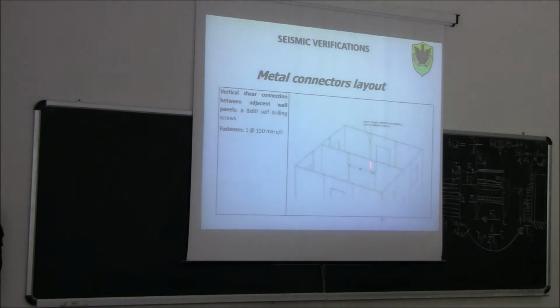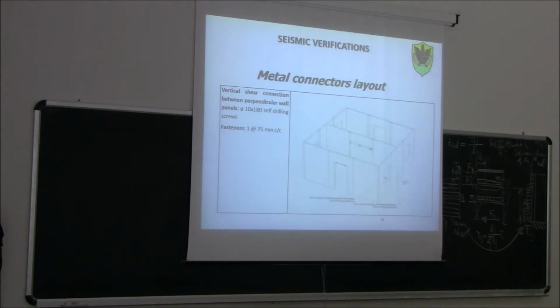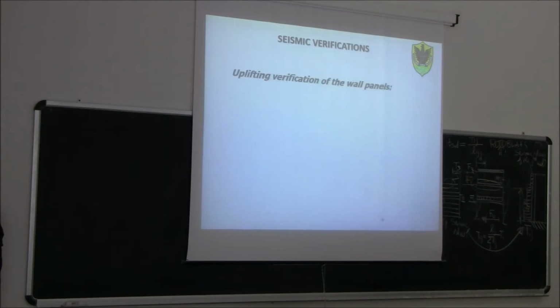Then we can think about using, for example, 8 millimeter diameter, 80 millimeter long self-drilling screws at 150 millimeter center to center to connect the walls, the vertical walls along these joints. And 10 millimeter diameter, 180 millimeter long screws at 75 millimeter center to center to connect the walls on the corner. Now let's go to see the uplifting verification of the wall. So we said that the most stressed one was this wall here on the base.